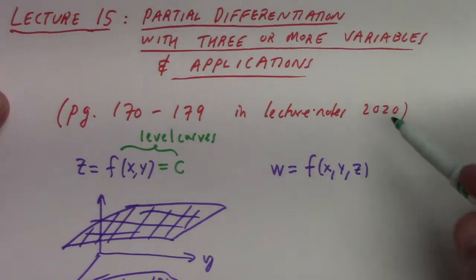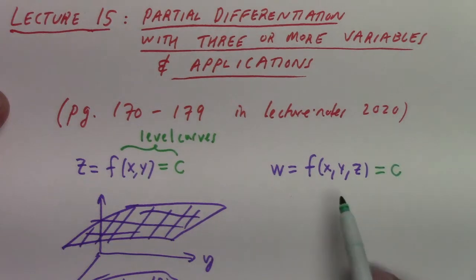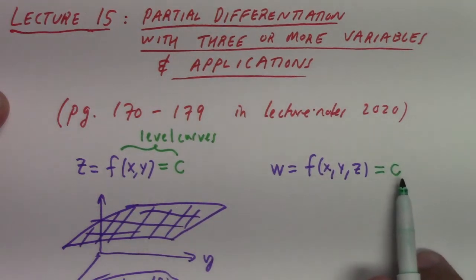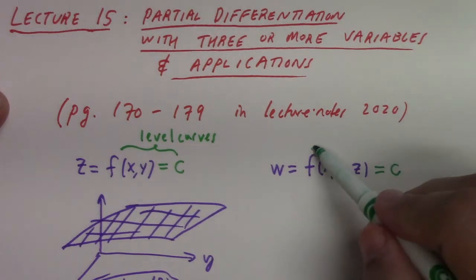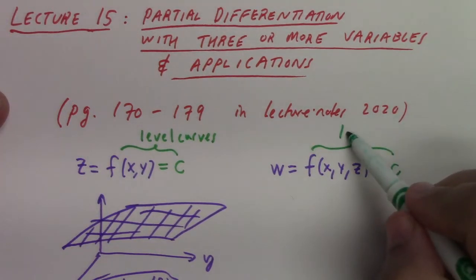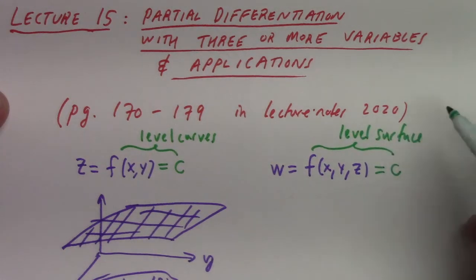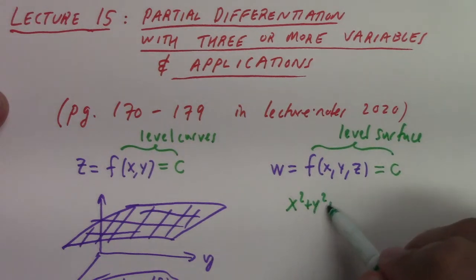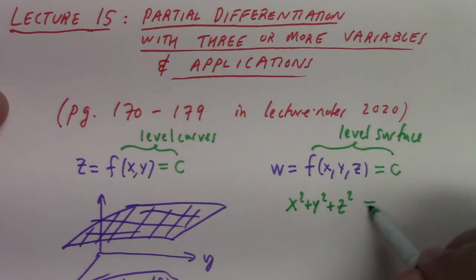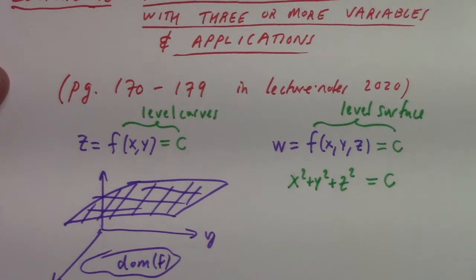That's kind of tough. So if you've got 3 things and you set the function equal to a constant, it basically leaves you with 2 things left over usually, and this will define not a level curve, but a level surface. For example, if this function is x squared plus y squared plus z squared, and we set that equal to a constant, then the level surface is a sphere.